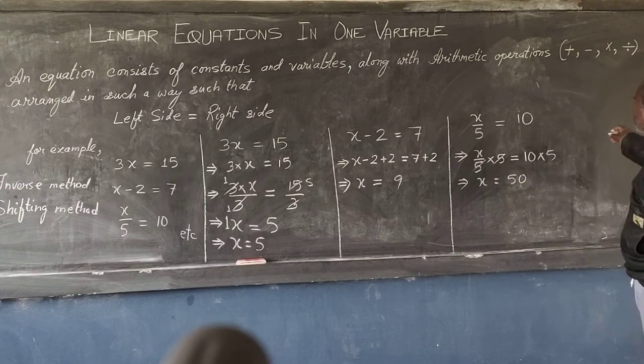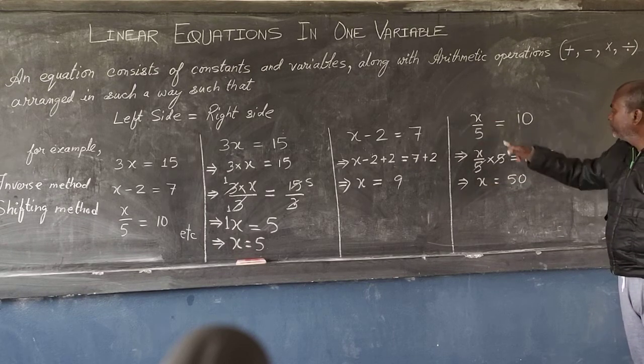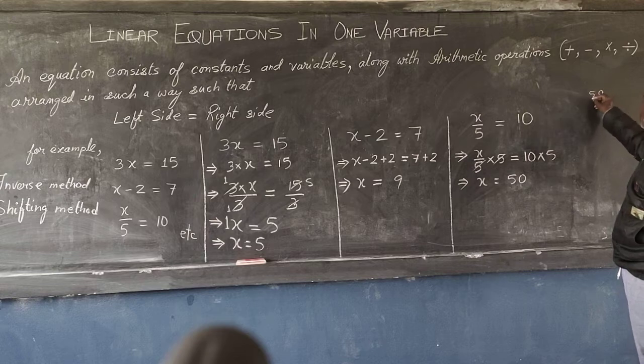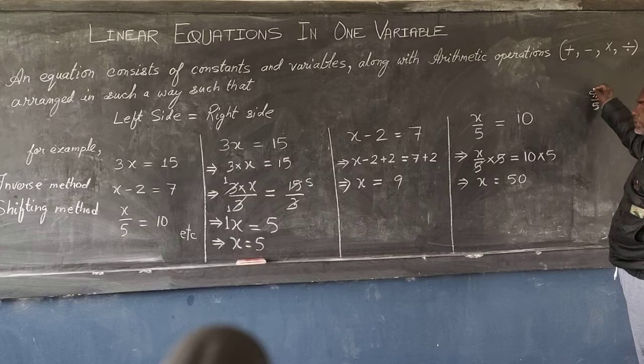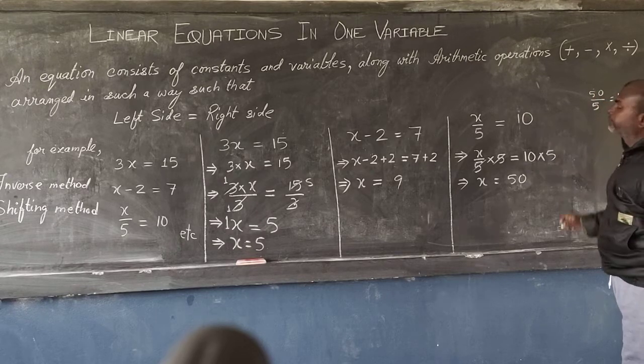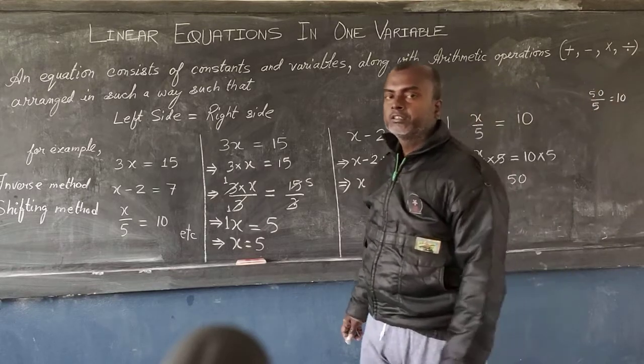You can test it here whether the answer is correct. In the rough, what's the value of x? X is 50. 50 divided by how much do you have? 5. Solve it. 50 divided by 5 is 10. So our answer is correct.